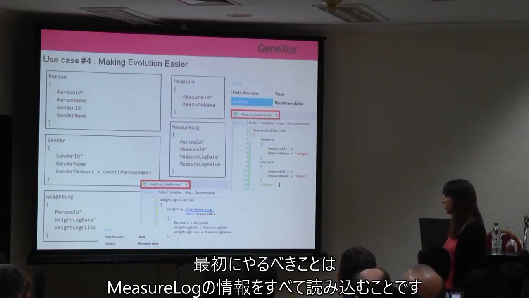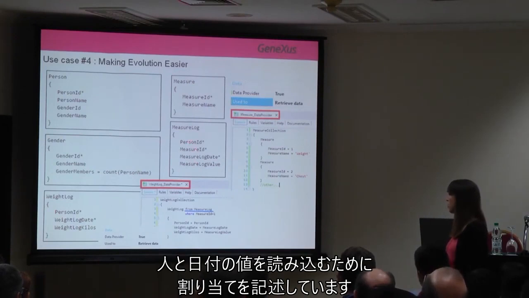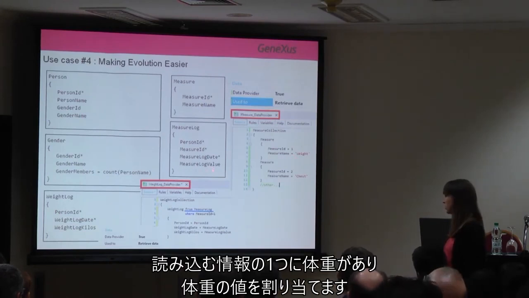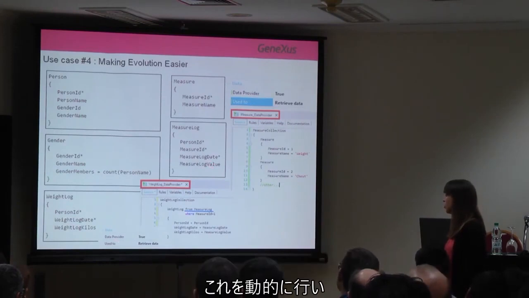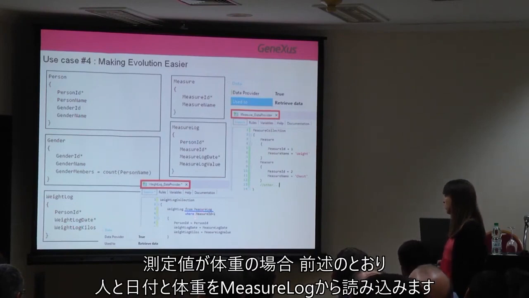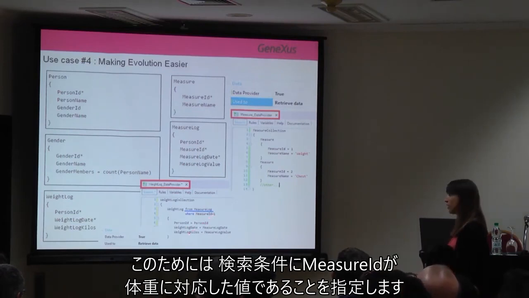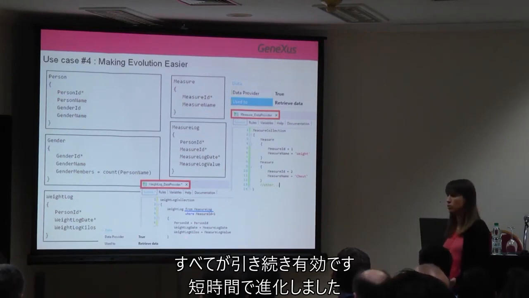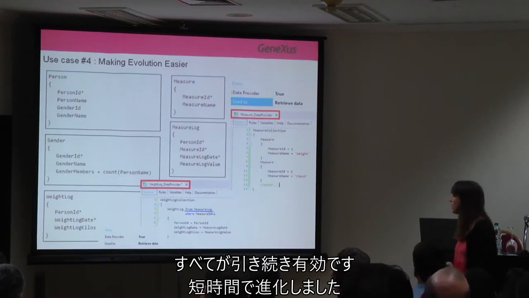So the first thing we have to do is to upload all this information we have to measure load, assigning the person, the date, here putting 1 because 1 is the weights, and here uploading the kilos as values. Once I have loaded it, I mark it as dynamic. And what's the way of recovering the information so that everything continues to be valid? I say that I want to recover by surfing measure load, provided the measure is weight, and I assign the person, the date, and the value as kilos. So everything is still valid, and I have evolved quickly.